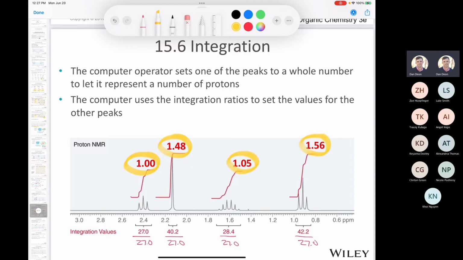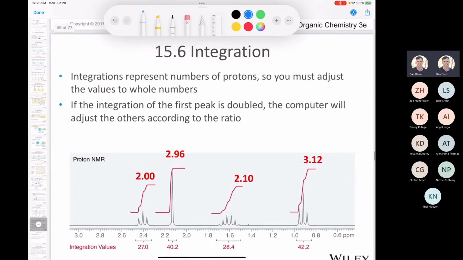Again, none of these are whole numbers, but they're very close to the numbers 1, 1.5, 1, and 1.5. Now again, there's no such thing as half a proton. You can't have 1.5 protons. That doesn't exist. So what would we do with those numbers? We would multiply all of them by 2, right? Just to get to a whole number. Because if you multiply each one of these numbers by 2, then you get a set of whole numbers. So let's take a look at what that looks like.